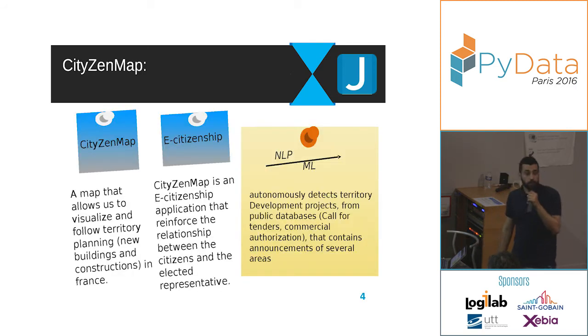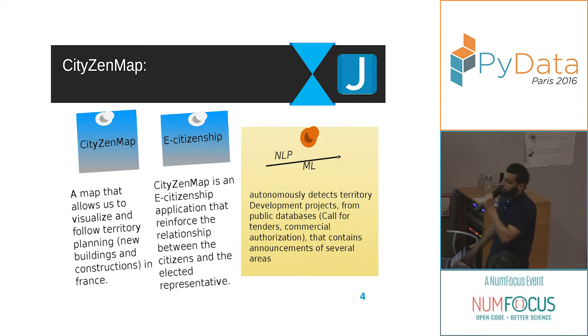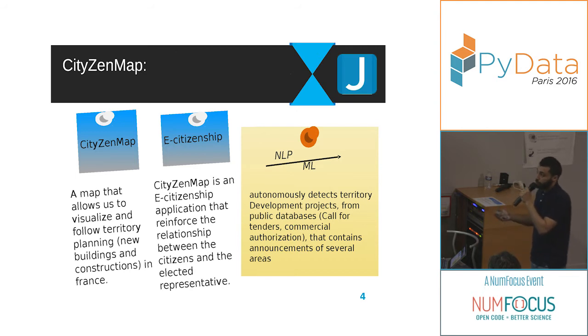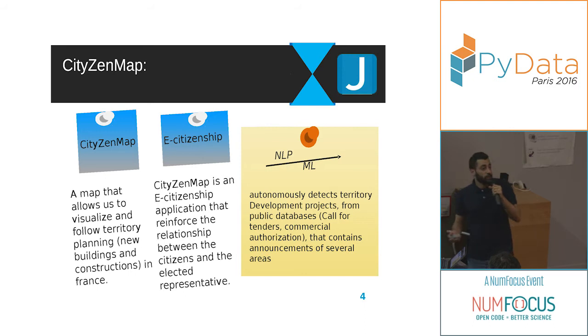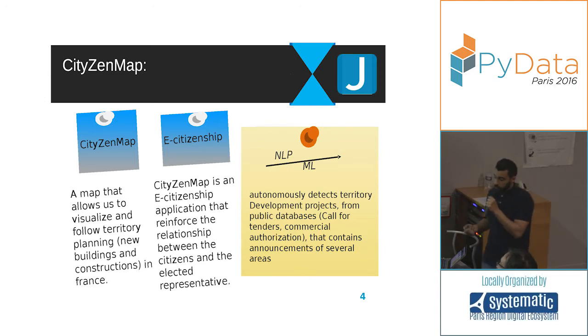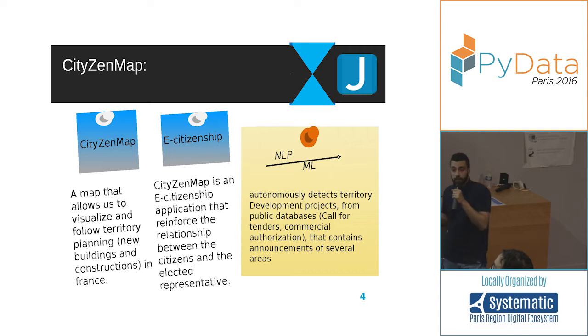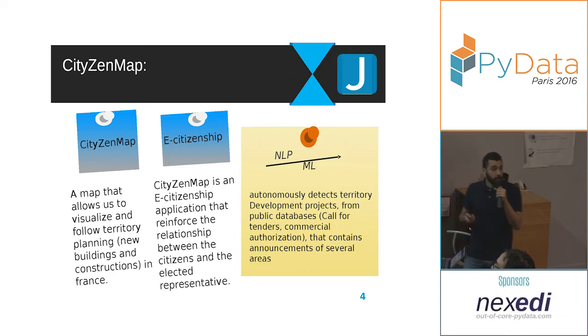So let's start with Citizen Map. What is Citizen Map? Citizen Map is a map that allows us to visualize and follow territory planning in France. What are the constructions that will be done in your neighborhood? Roads, restaurants, parks? Citizen Map is here to answer these questions. Also, Citizen Map is a tool that allows citizens to comment and give feedback on the projects that will be done in their neighborhoods. It is also a tool for governing bodies to make announcements at the local level on the projects that will be done in French cities in the next years.